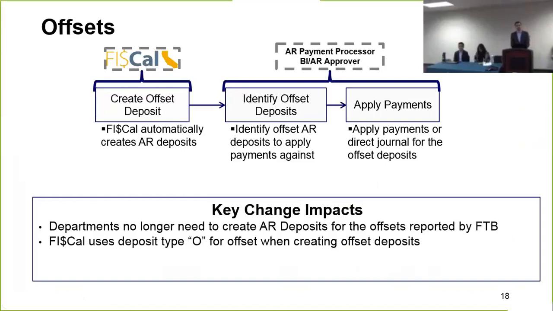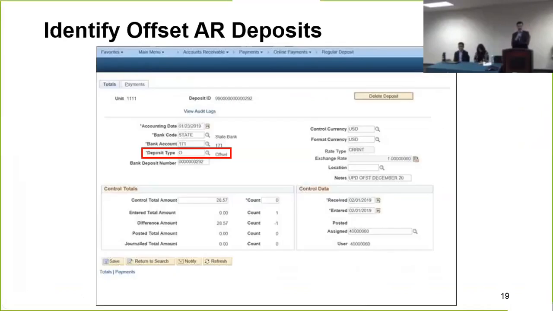Is it STO or SCO? Oh, it is the interface that's going to be doing the deposit. Yeah, so who's creating this? This would be the interface. These would be automatic. And then you'll see that the deposit type O should be there.